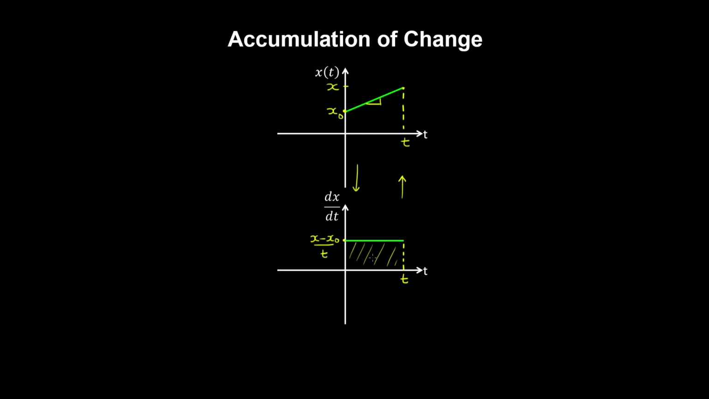So the rate of change function can be positive or negative, and in this simple case it's positive, so the accumulated change is positive. And because in this case we have a simple linear function, we're able to evaluate the accumulation of change using simple geometry. But later on, when we want to find the area under a curve, we're going to apply different methods.